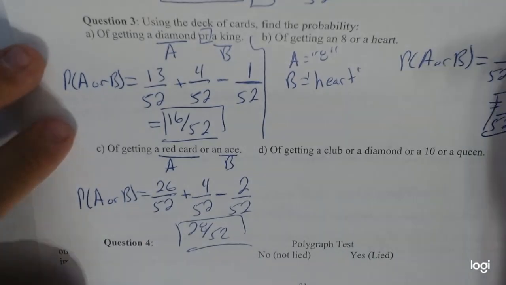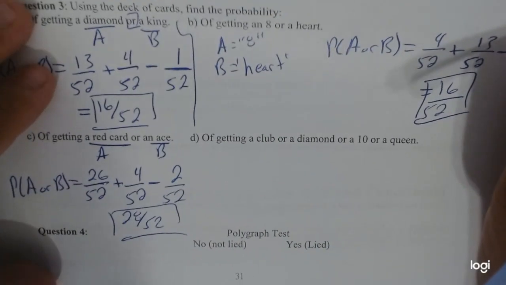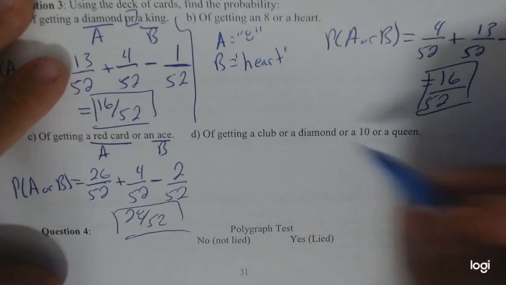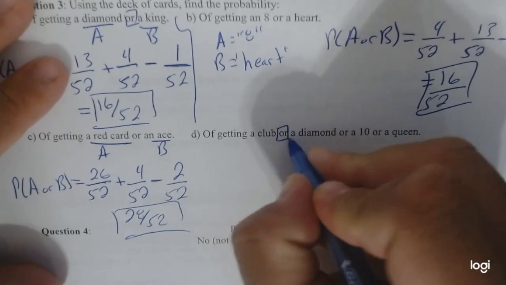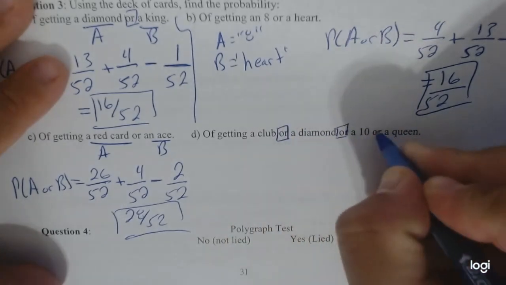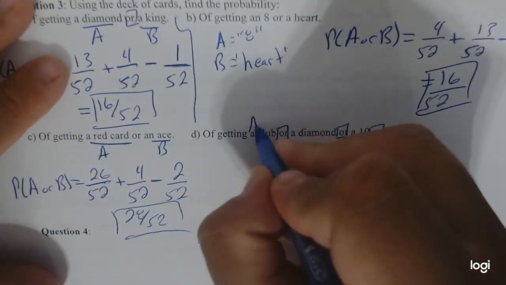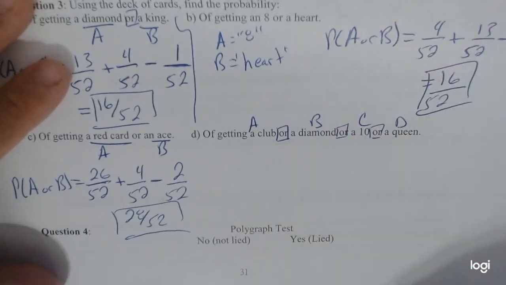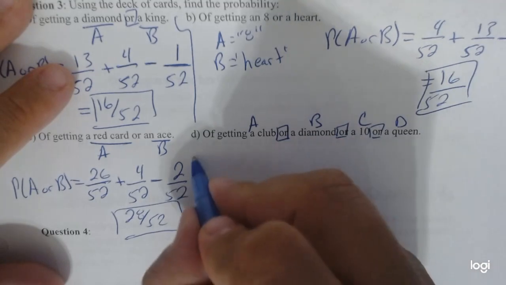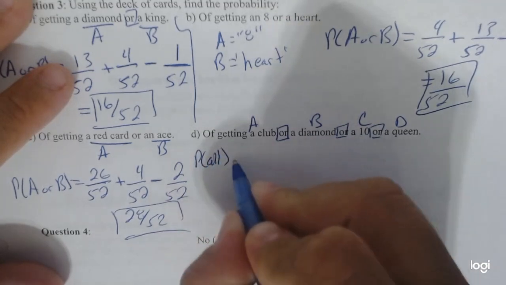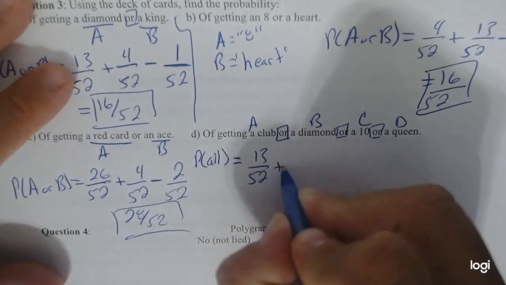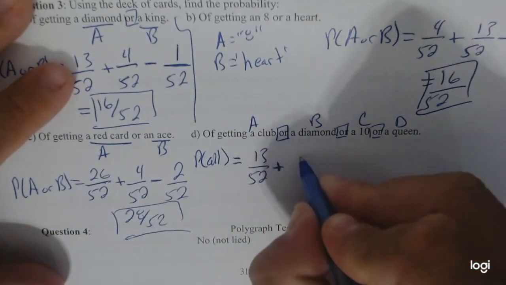The last one's a little difficult because we have more than 2 events happening here. What's the probability of getting a club or a diamond or a 10 or a queen? That's a lot of stuff. But notice the OR. Or means addition, so we're adding stuff together. We'll say this is A, B, C, and D. I'll just say all for short. What's the probability of getting a club? There are 13 clubs out of 52. Getting a diamond, there's also 13.